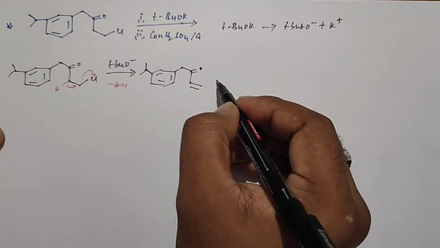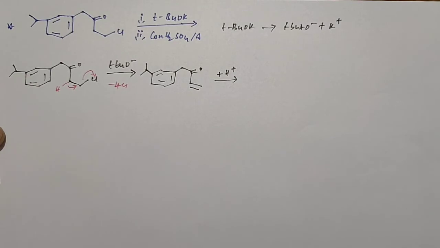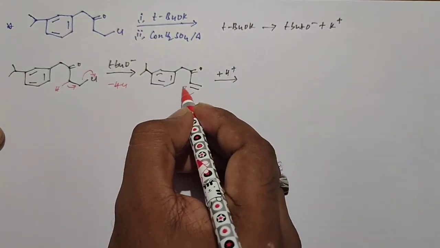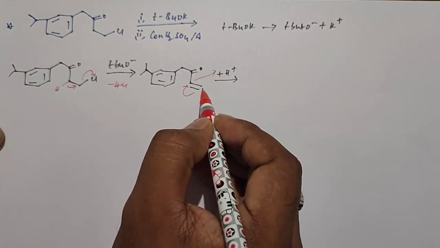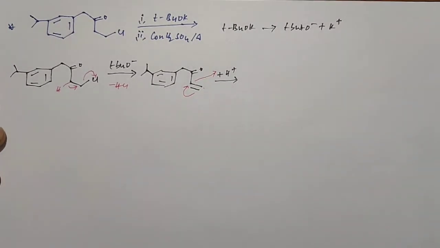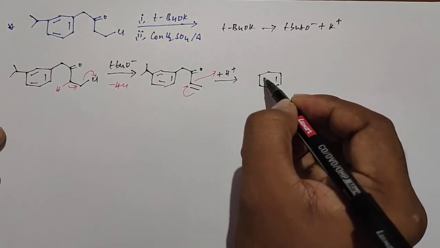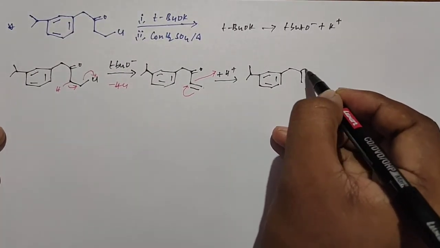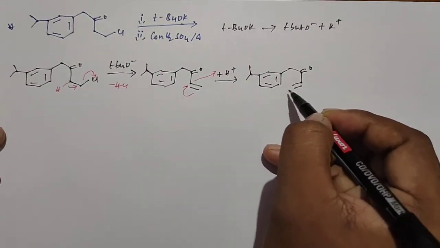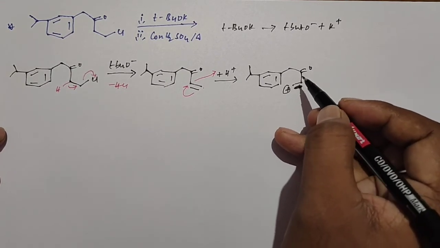So this is the product. Again it reacts with the proton. After it reacts with the proton, at that time these pi electrons shift towards the carbon and make a bond with the H plus ion, and the positive charge shifts towards this carbon. So then we get the product like this. So this is the primary carbocation.